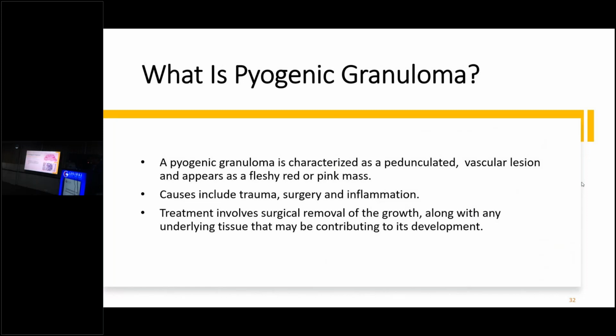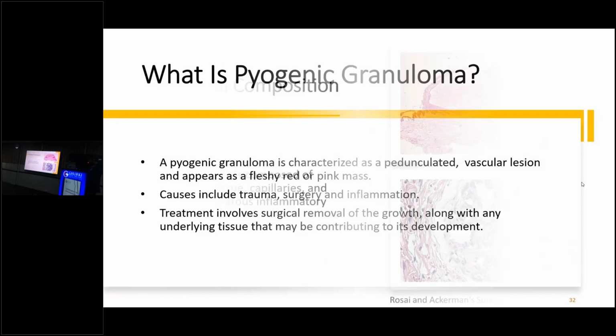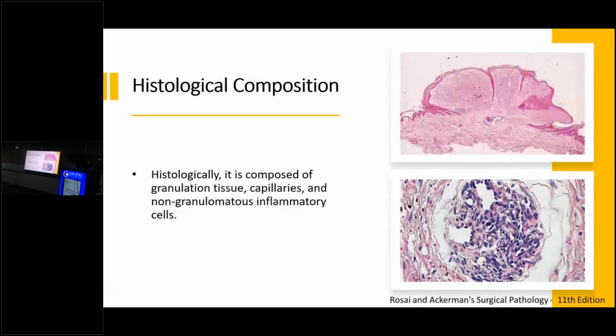These two pictures, which have been taken from the Accusamen surgical pathology, show the histology of the pyogenic granuloma. The first picture is basically a low microscopic view of a pyogenic granuloma, while the second picture shows a so-called capillary or vascular lobule, and the presence of this almost always shows that this is a benign process.